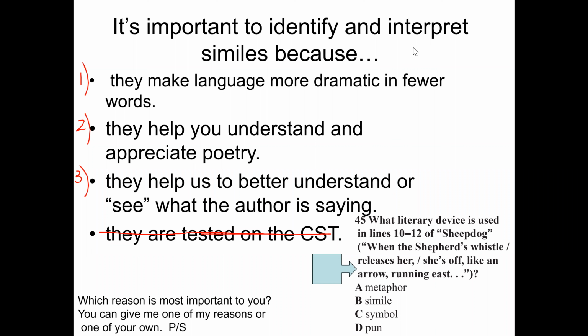It's important to understand and interpret similes because poets and authors use similes in their writing. And so it's important to know how to identify them and how to understand and interpret them. So that when we are reading poetry or when we're reading someone's work, we can easily understand what they're saying because we know that, hey, they're using a simile and we understand how to interpret that. And also it helps us to better understand what the author is saying because like I said, they use it in their writing. All right, so that's the reason why we could use similes.